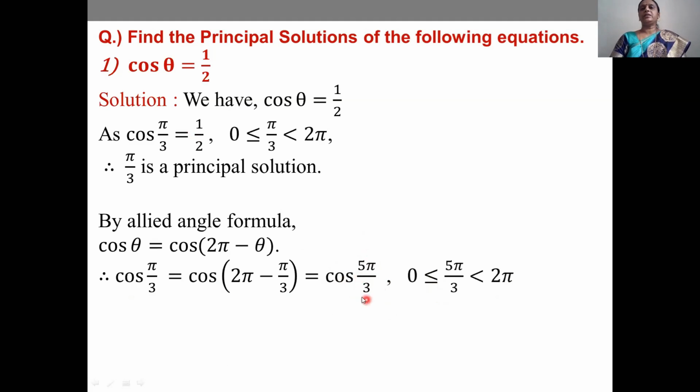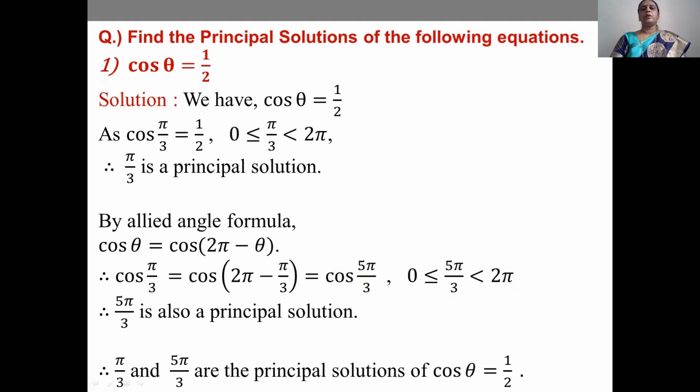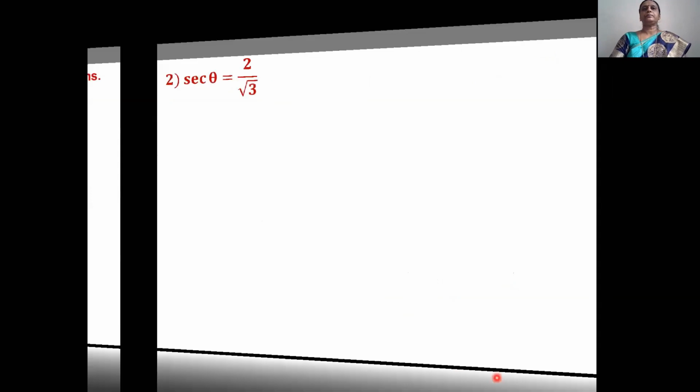If we convert this angle into degrees, this is the angle of 300 degrees and obviously lies in the interval 0 to 2 pi. Therefore, write down here 5 pi by 3 lies in the interval 0 to 2 pi. Therefore, 5 pi by 3 is also a principal solution. Therefore, write down pi by 3 and 5 pi by 3 are principal solutions of cos theta is equal to half. Then let's consider the next example.